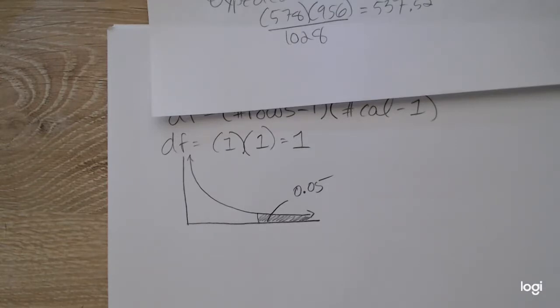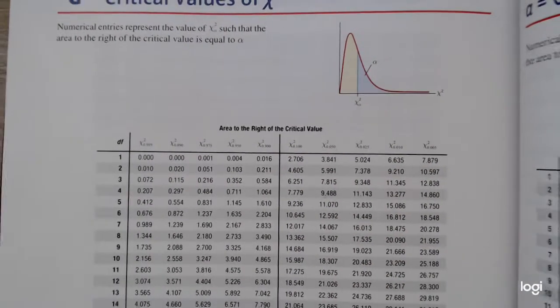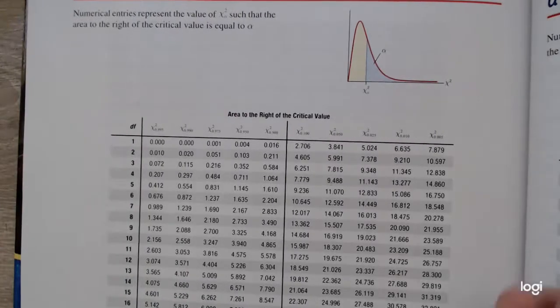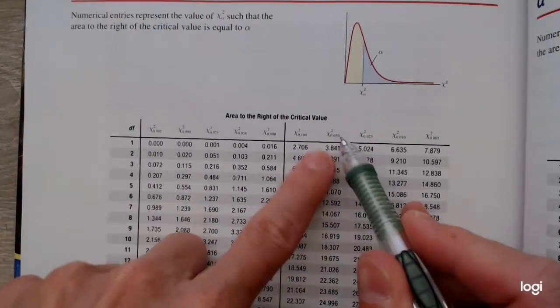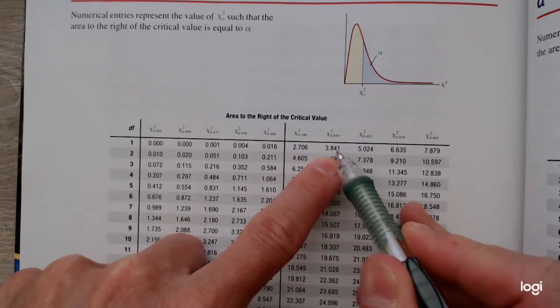My apologies, I should have had this ready before I started recording. The table I'm using currently is pretty tricky to read. The areas are across the top in the upper table. Degrees of freedom are down the side. So I have 0.05 and 1 degree of freedom. So that critical value is 3.841.